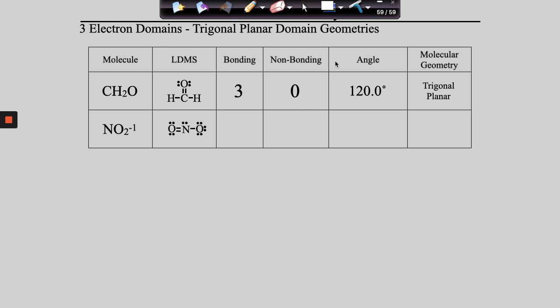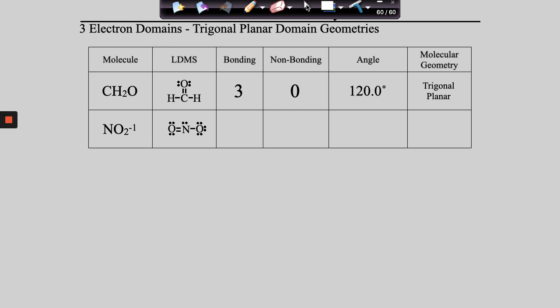And guys, maybe some of you are picking up on this. Let me let you write this down and then let's make sure you're picking up on this connection. You'll notice that we've got 3 electron domains. All of these domains are bonding domains, and the domain geometry and the molecular geometry are the same. Because that's always the case. If all of your domains are bonding domains, the domain and molecular geometries will always be the same.